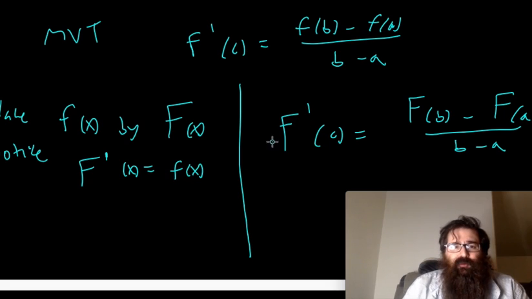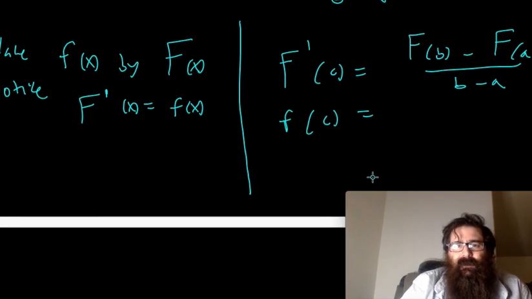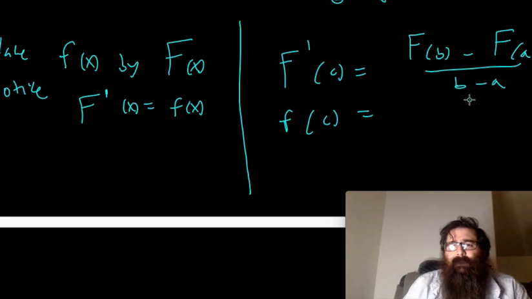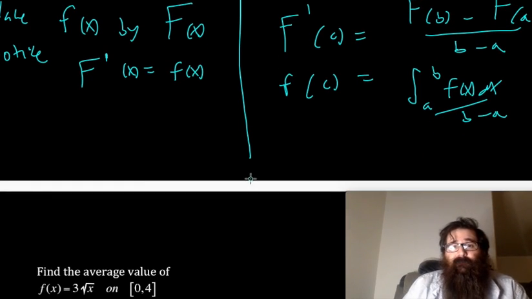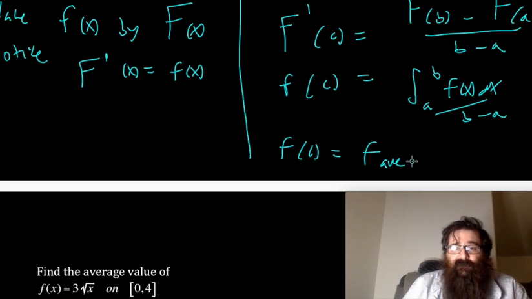And here big F prime is just little f, regular f, so little f at c is equal to, but this capital F at b minus capital F at a, we can think of that as a definite integral. We could say this is the integral from a to b of the function f of x dx over b minus a. And this, by definition, is our average value. So we're saying little f at c is equal to our average value.